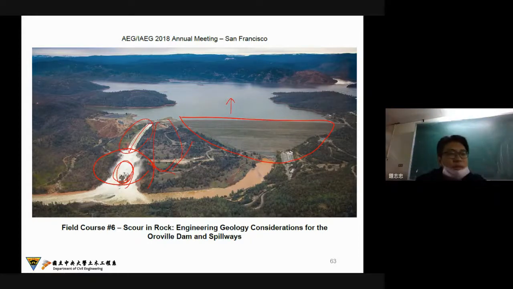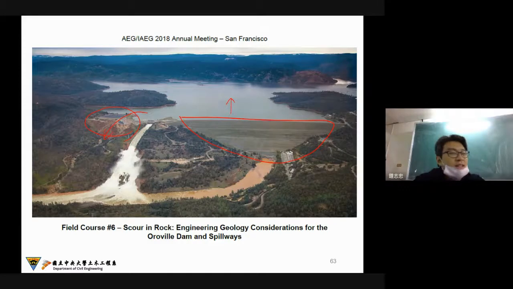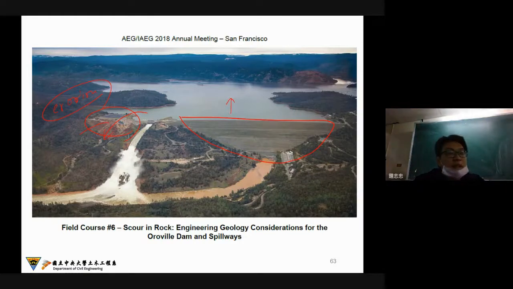So maybe this is the first emergency of this earth dam. They needed to find a second solution to decrease the water level of this reservoir. So they tried to use this area for natural overtopping, like a spillway. But they found it was impossible because there was very great soil erosion during the overtopping.